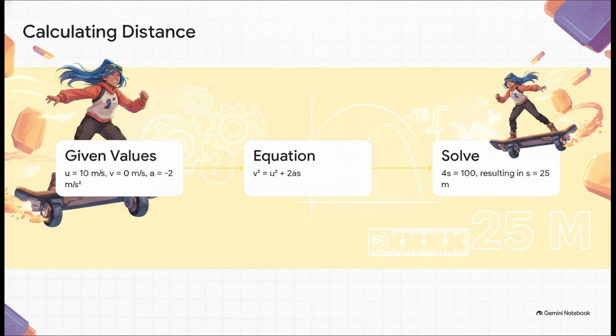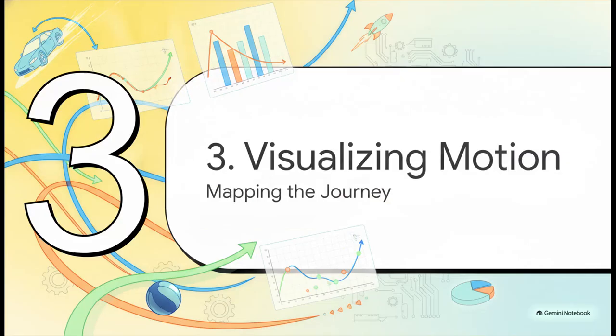Move that over, 4s equals 100, divide by 4, and boom! She needs exactly 25 meters to stop safely. That is the power of kinematics. Numbers are powerful, but mapping these changes visually really lets us comprehend an object's entire journey at a single glance.